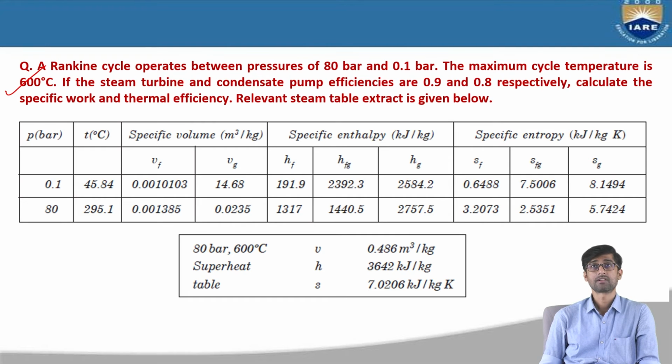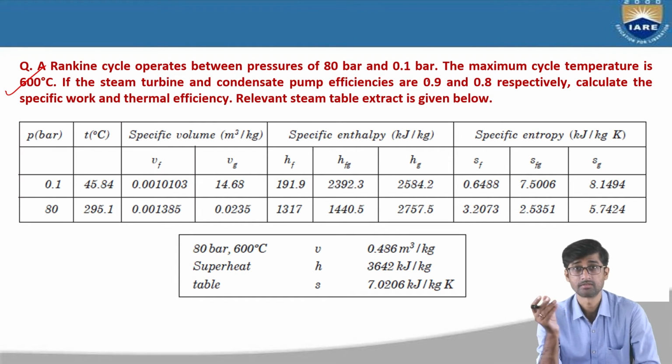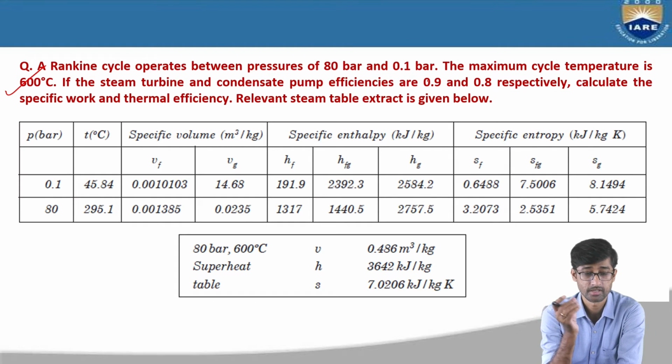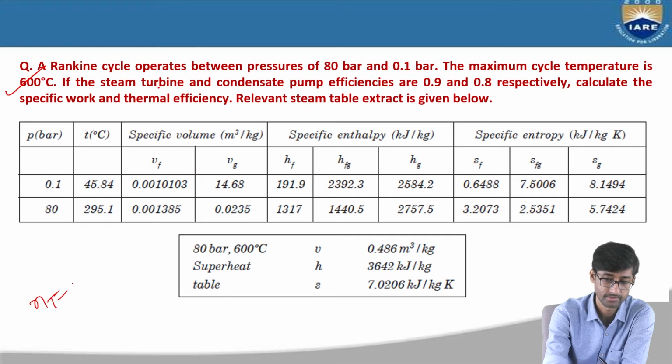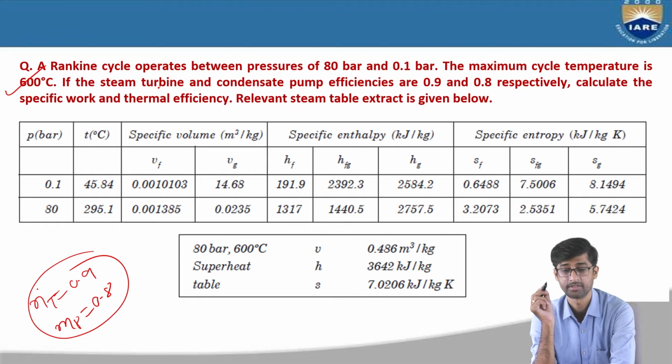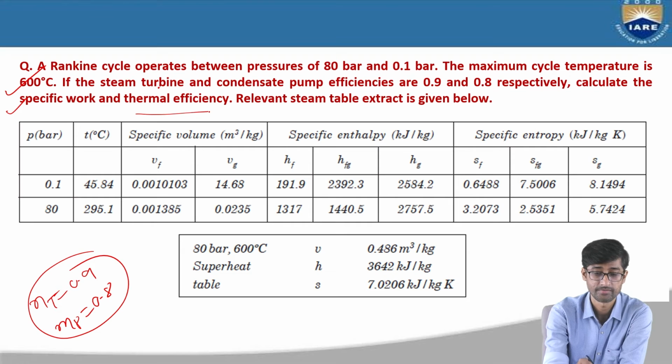And the steam turbine and condensate pump efficiencies are given. Here there is a little difference from previous questions. Here the turbine efficiency and pump efficiency will be given. The turbine efficiency is 0.9 and the pump efficiency is equal to 0.8. The efficiency of turbine and pump is given, right? Calculate the specific work and thermal efficiency.